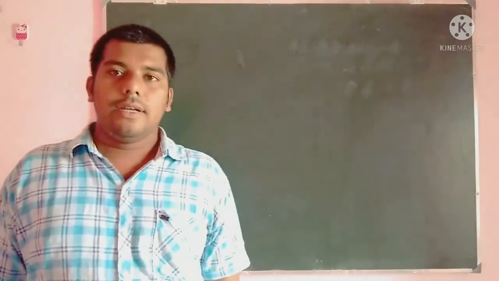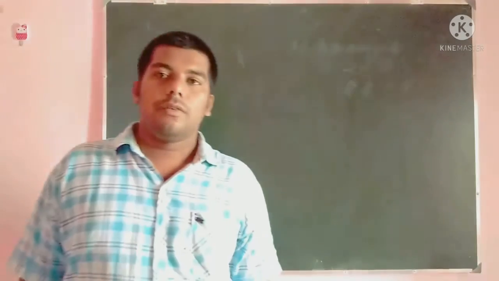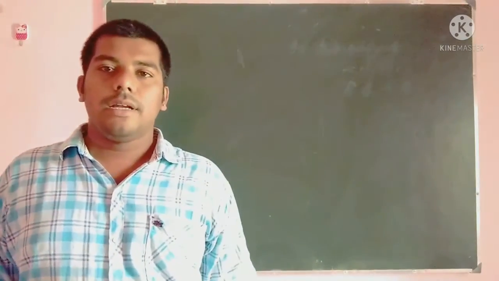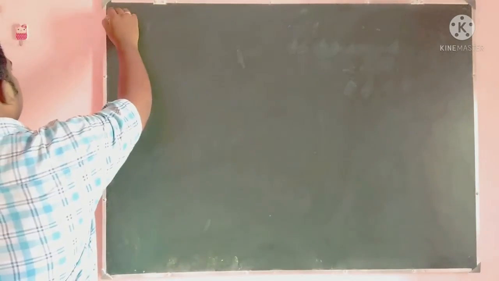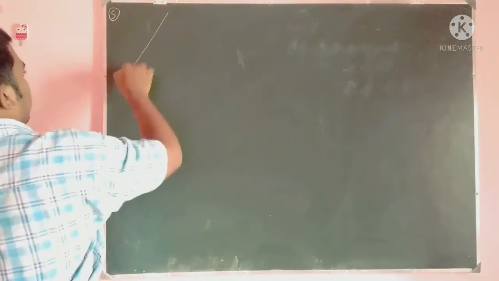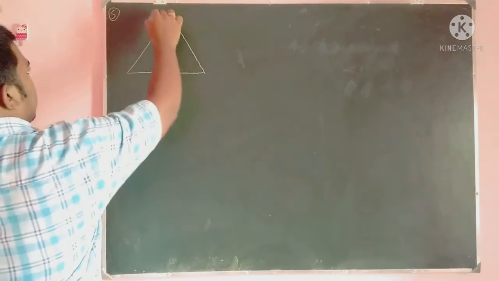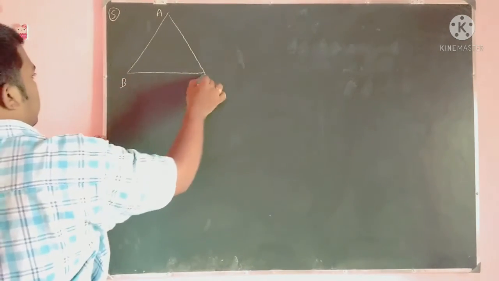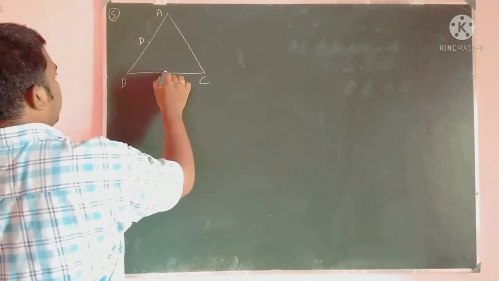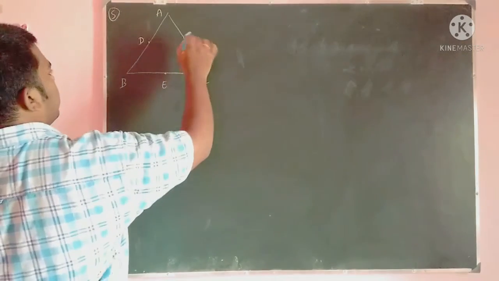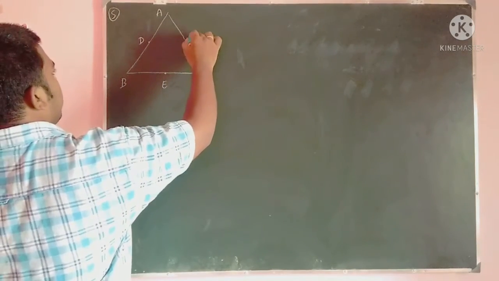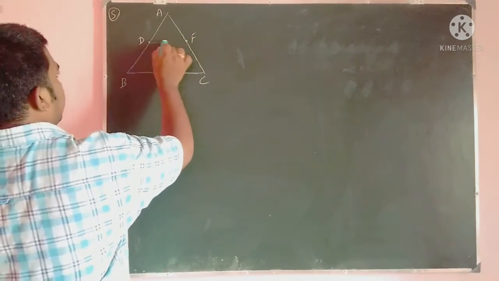In the given question they said D, E, F are the midpoints of the sides AB, BC and CA respectively. So that means, if you take a triangle ABC, D is the midpoint of AB, E is the midpoint of BC, F is the midpoint of AC.